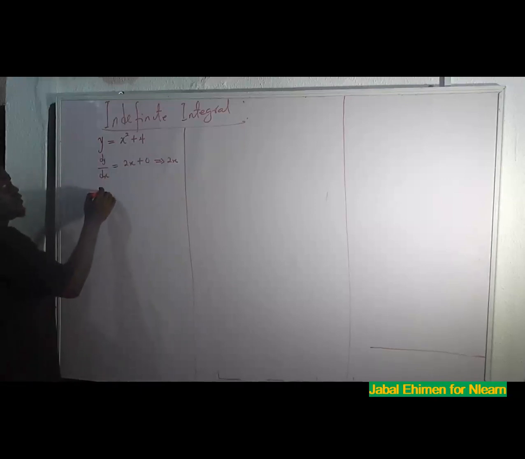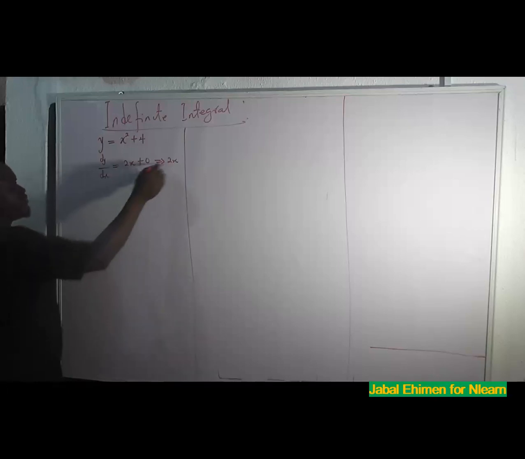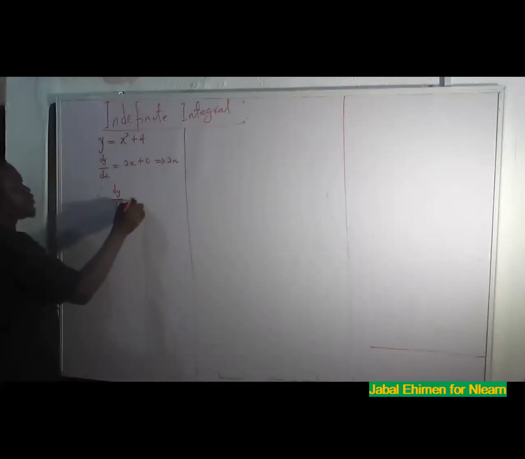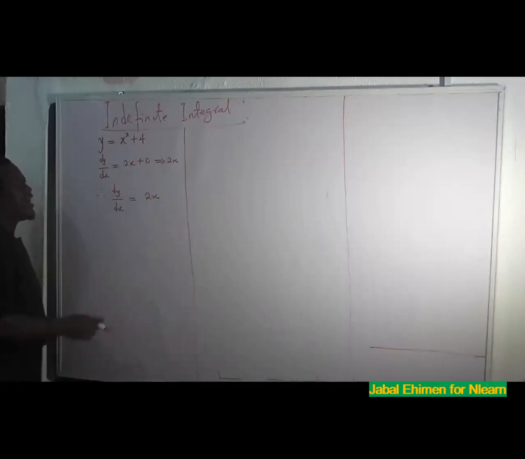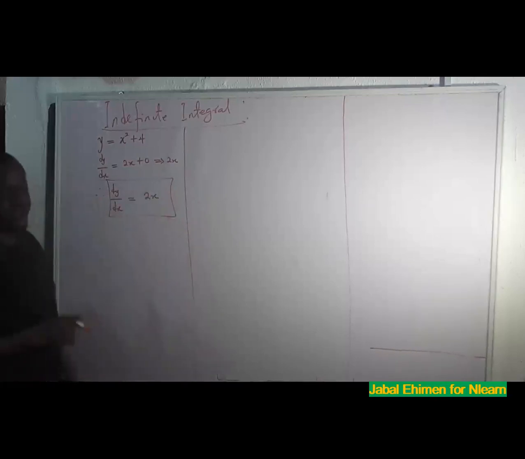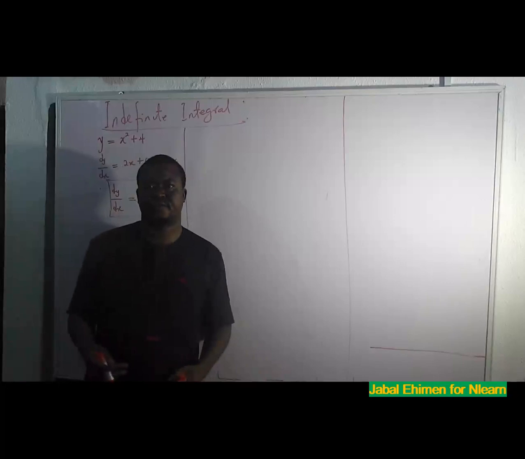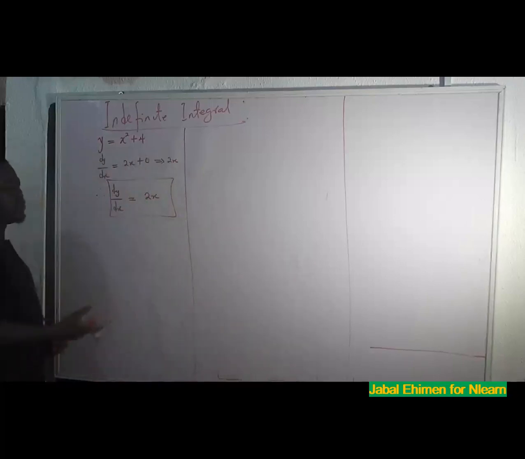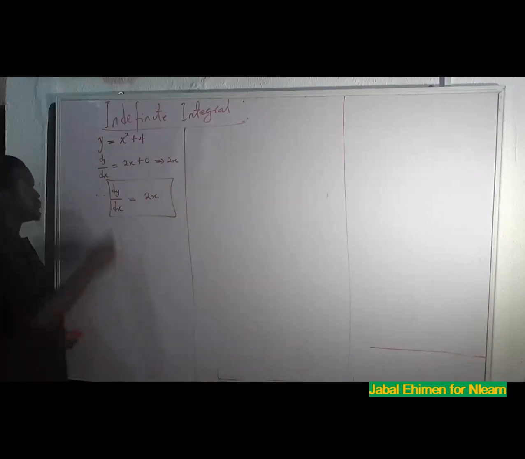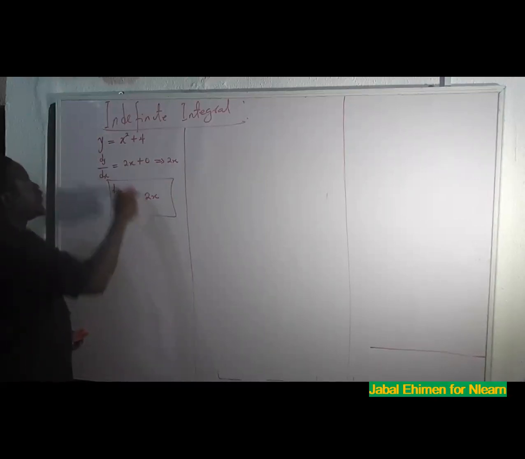If you have this value, what it means is that dy over dx is equal to 2x. But how do I get y back from this expression? That is indefinite integral. Good. Now, you can also call it basic differential equations, ODE. From here, I have dy dx is 2x. How can I reverse? How can I obtain this back?